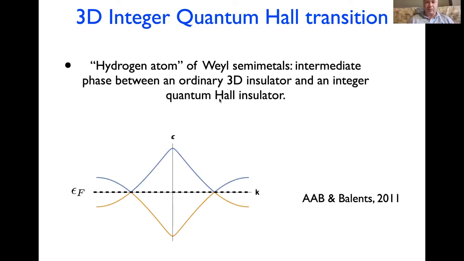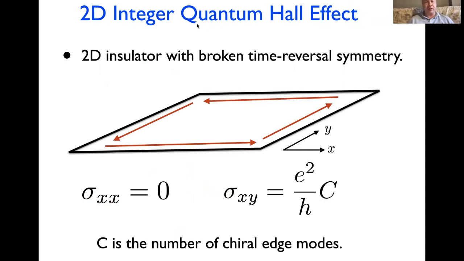So let me first remind you of some basic facts about the integer quantum Hall effect. The integer quantum Hall effect is of course something that was originally discovered and discussed in the context of 2-dimensional systems. In this case, if you have a 2-dimensional insulator with broken time reversal symmetry, it can be classified according to how many branches of chiral edge modes it has. Okay, and so in this case, if it's an insulator, the diagonal conductivity sigma xx is going to be 0. But then the off-diagonal conductivity sigma xy is going to be e squared over h times this number of chiral edge modes.